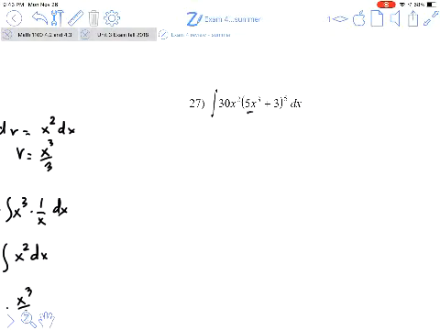I notice right off the bat on number 27 we have an inside function and an outside function, and like I said, often, not always, but often that's an indication of general power rule, so we're going to try that one. u equals the inside function. du is simply the derivative, and so we've got the x squared dx, which is perfect. If we have exponents that match, we can work around getting coefficients that match. 30, for example, is 15 and 2.